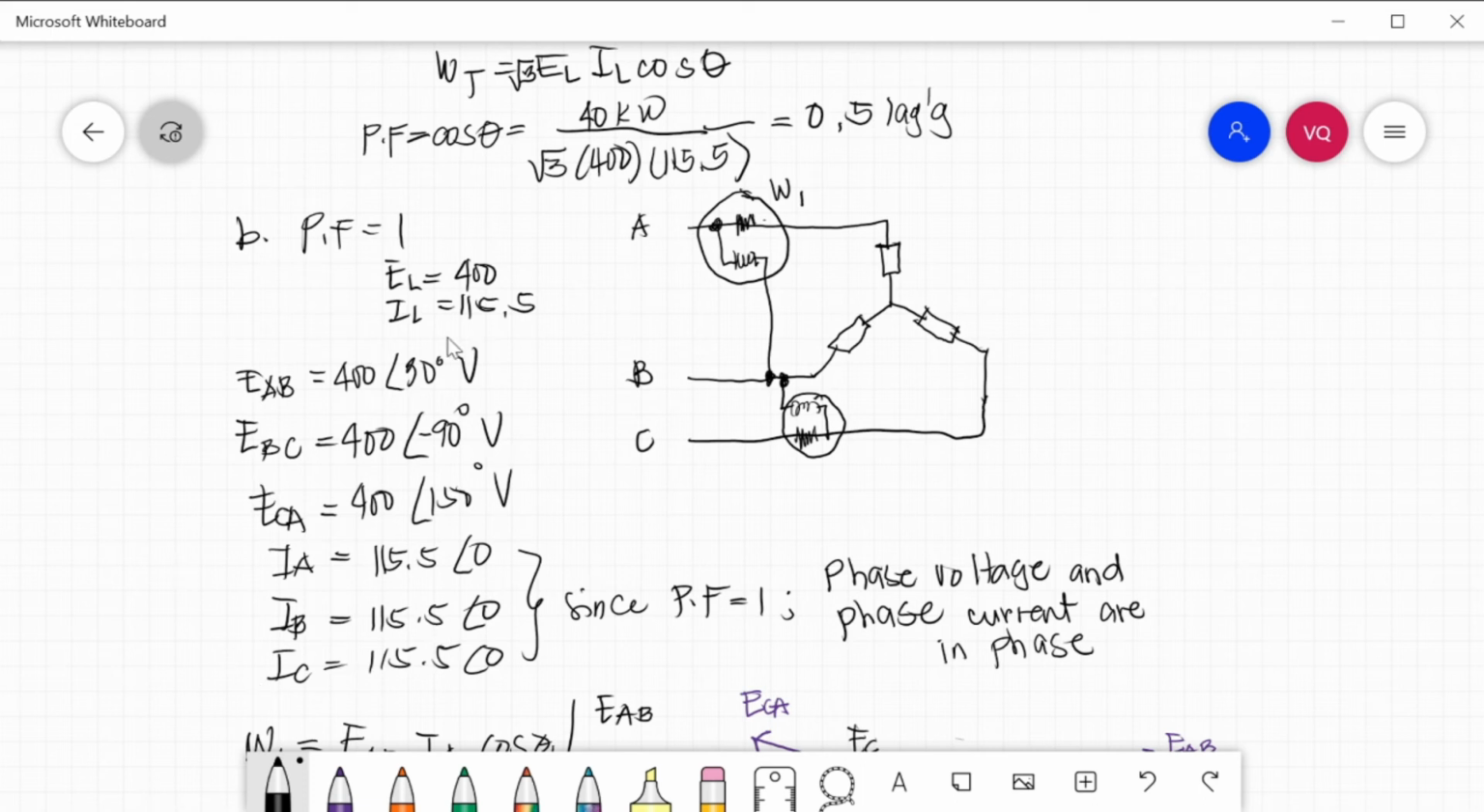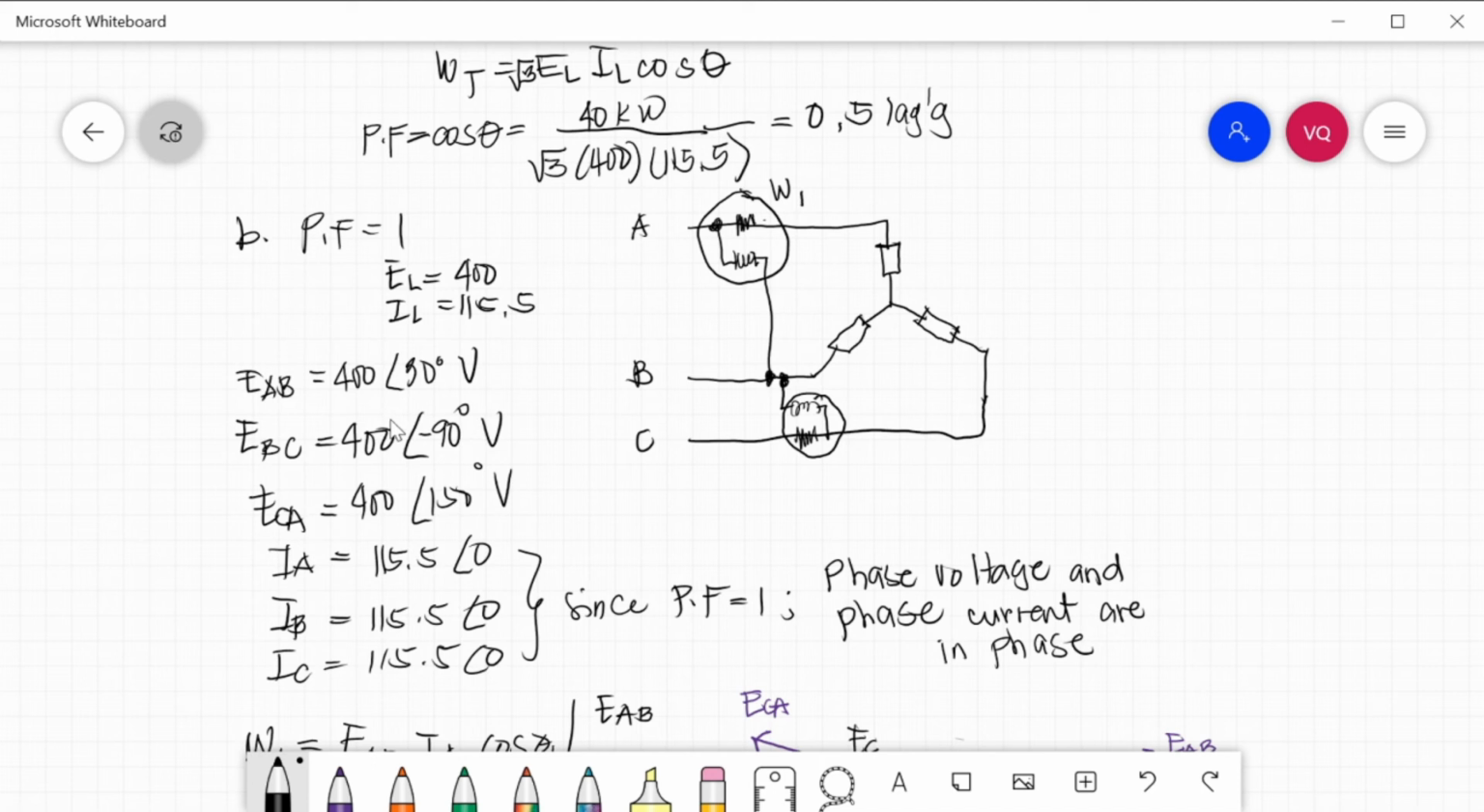This is with respect to the phase voltage. Okay? And the phase voltage is in phase with our reference x-axis. So the angle between our phase voltage and line voltage is 30 degrees. EAB is 400 since our line voltage is 400, so 400 angle 30 degrees volts. You can get this by EA minus EB. You will get the same result. Your EA is 400 divided by square root of 3 because it is a phase voltage.